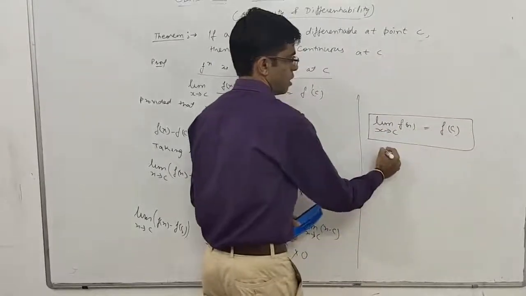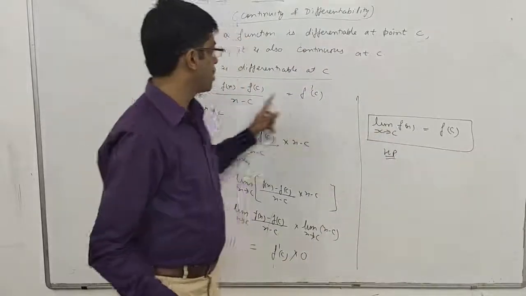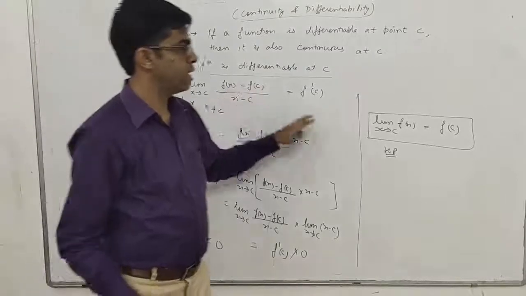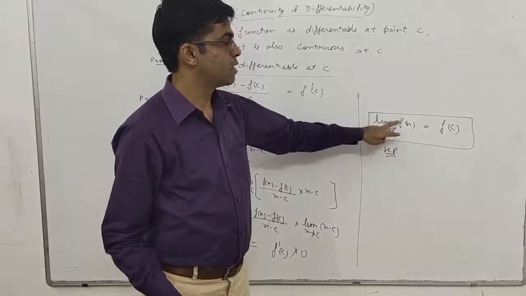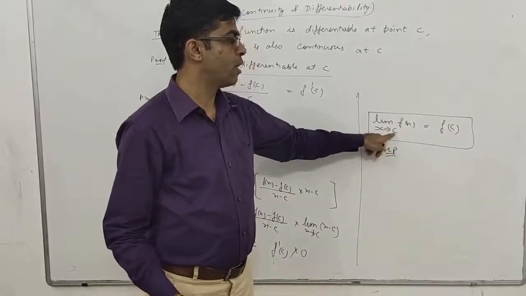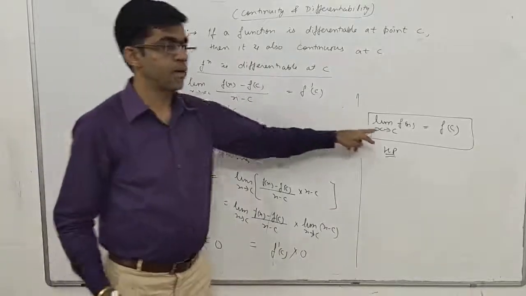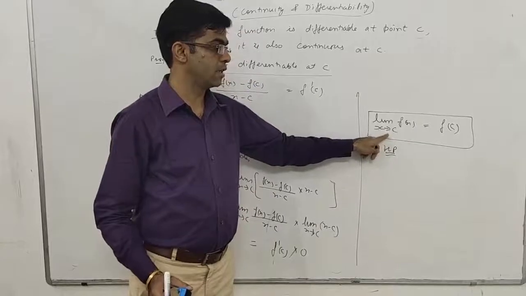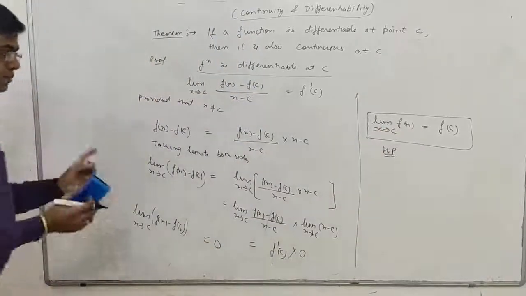So hence we have proved that when the function is given to be differentiable at point c, we have proved that that very function is also continuous at point c. When it is given that the function is differentiable, then we have proved that the function is also continuous at c. This is the condition to prove that the function is continuous.